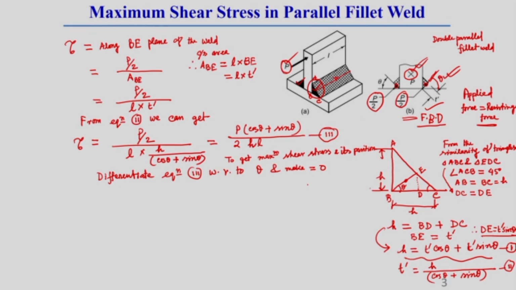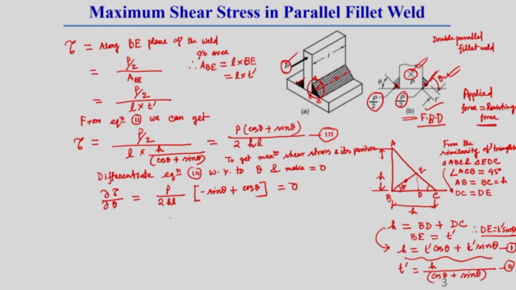What we will get? Once we differentiate equation 3, we get del tau by del theta equal to P by 2HL into, cos theta becomes minus sin theta after differentiation, and sin theta becomes plus cos theta. So, this should be equal to 0.